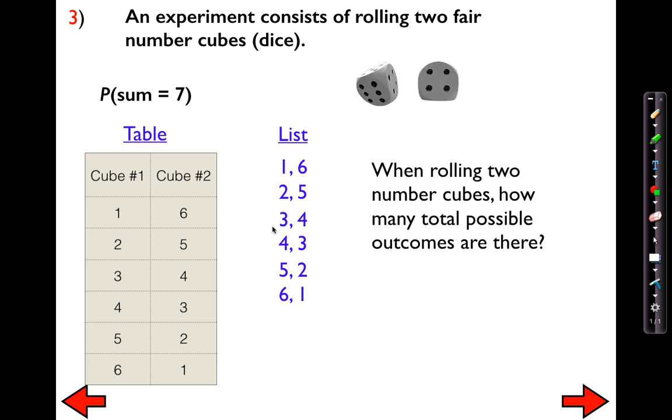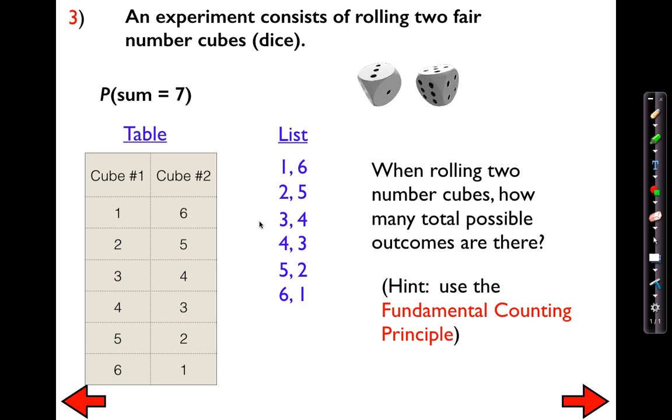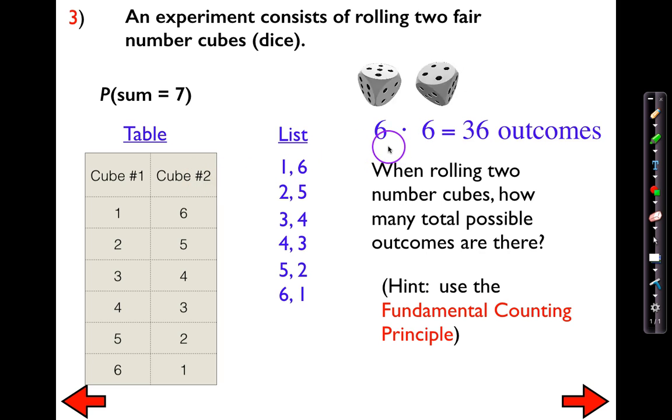So when rolling 2 number cubes, how many total possible outcomes are there? Well, let's apply the fundamental counting principle. There are 6 outcomes from cube number 1: 1, 2, 3, 4, 5, 6. And then there are 6 outcomes for the second number cube: 1, 2, 3, 4, 5, 6. So using the fundamental counting principle, I'm going to do 6 times 6, which is 36 outcomes. So that's going to definitely be the denominator in my fraction.